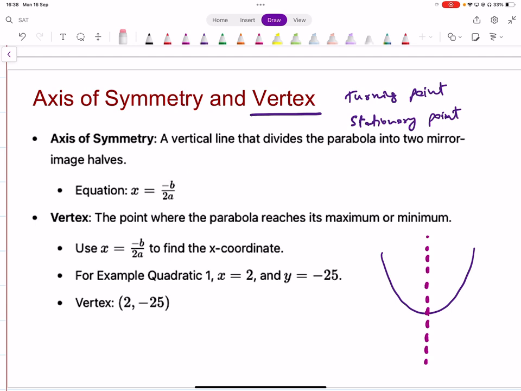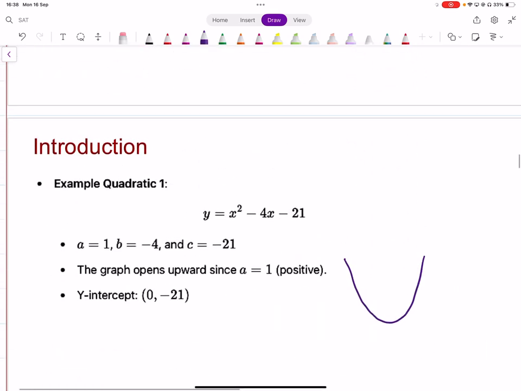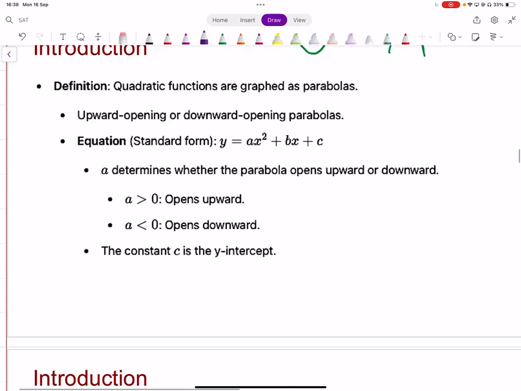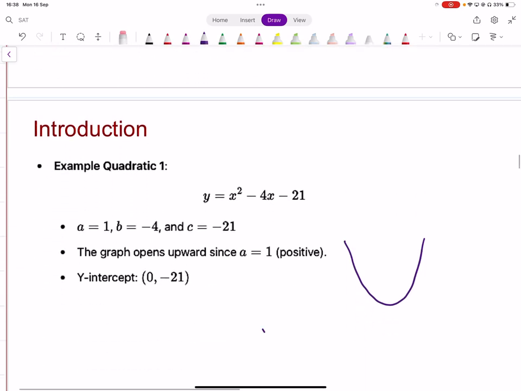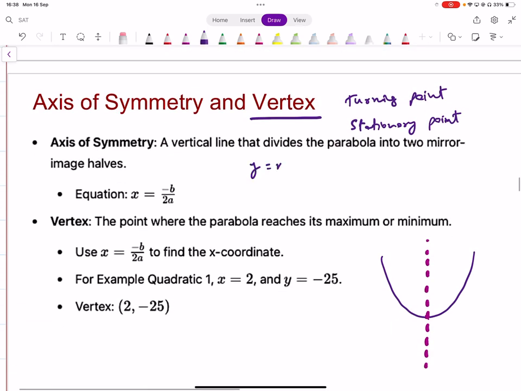So for instance, if you have that same function as before, let's say x squared minus 4x minus 21, and you had to find the x coordinate of the turning point. You can use this formula, x equals minus b over 2a. So it becomes x equals minus (-4) divided by 2 into 1, which is 2. This is the x coordinate of the turning point.